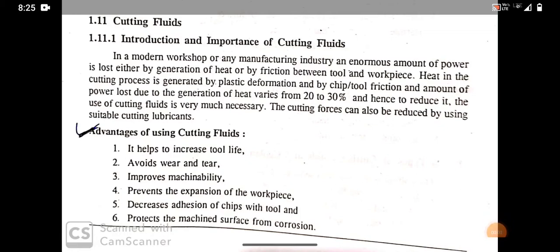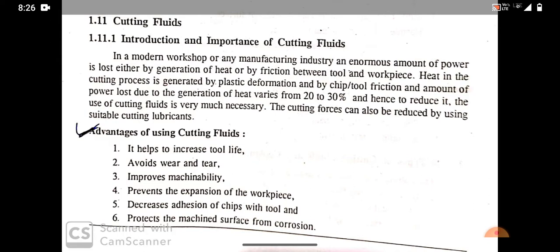So in today's session we will discuss cutting fluids. First of all, we will see why cutting fluids are required. Take any modern workshop or manufacturing industry, an enormous amount of power is lost because of heat generation and friction between the tool and workpiece. To reduce this, cutting fluids are required.